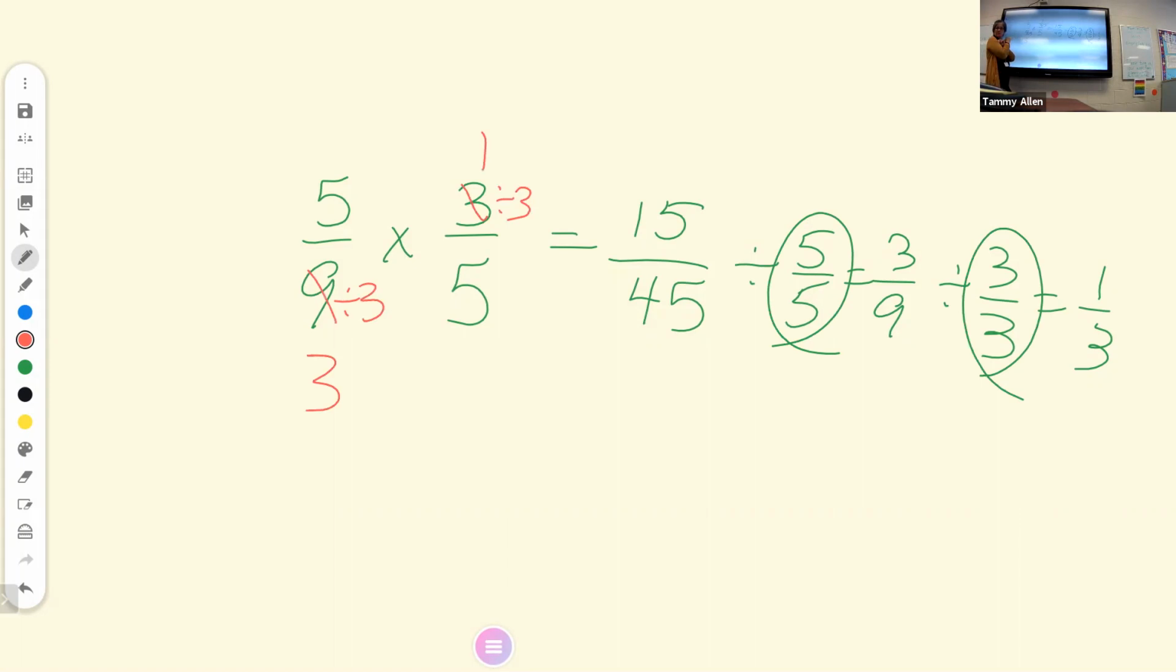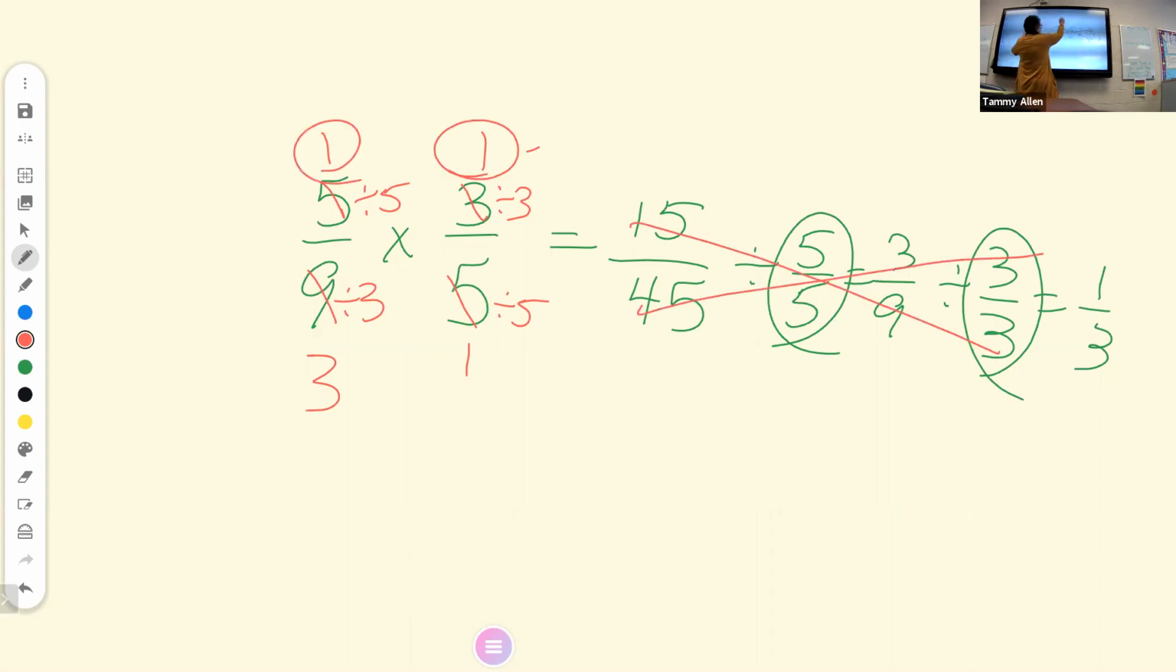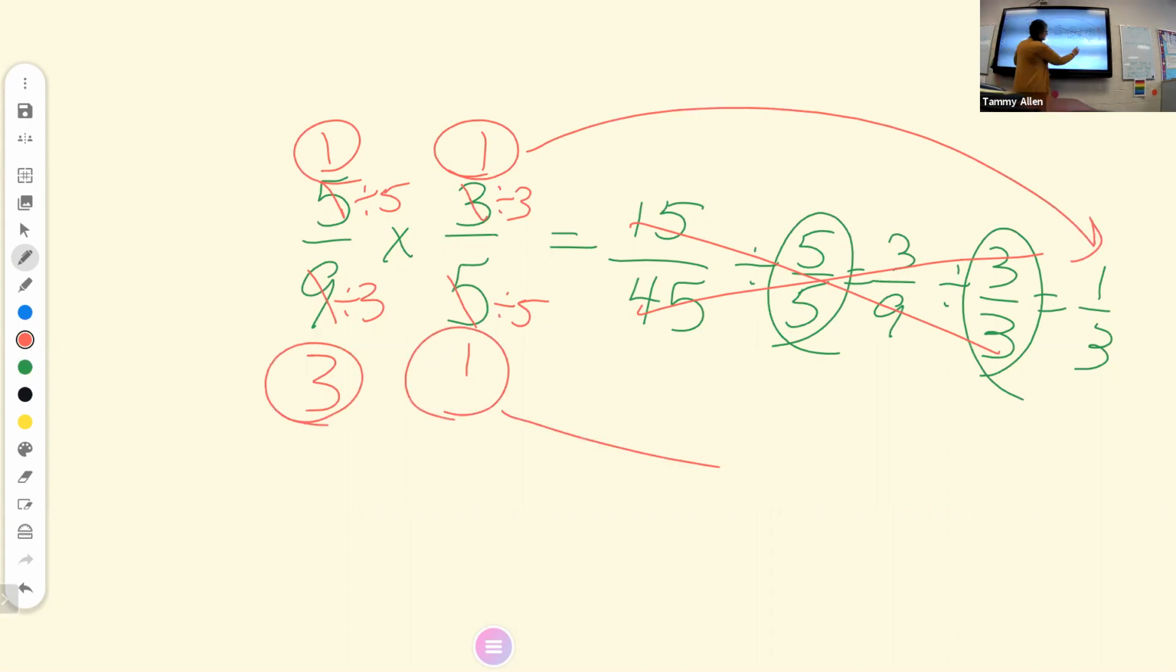Yes? There's a common factor of 5. That gives us 1, that gives us 1. So instead of waiting and doing it out here, we're eliminating all of that, and we're now saying 1 times 1 is 1, and 3 times 1 is 3. And we've eliminated all this middle stuff here. Okay? That make sense? Ezra?